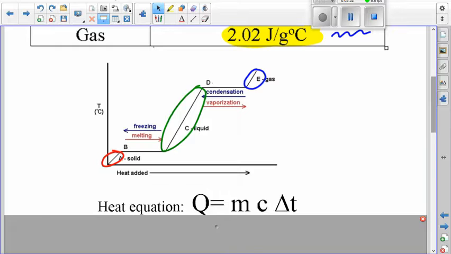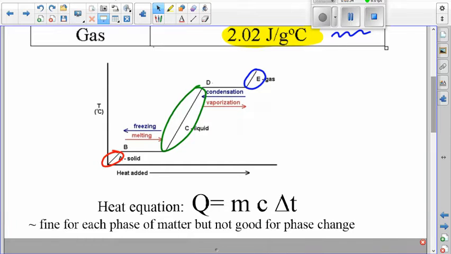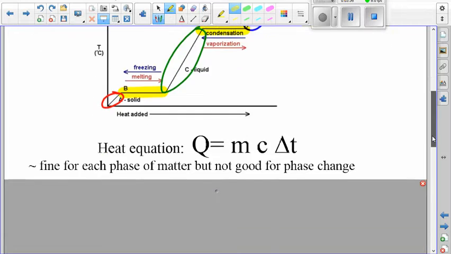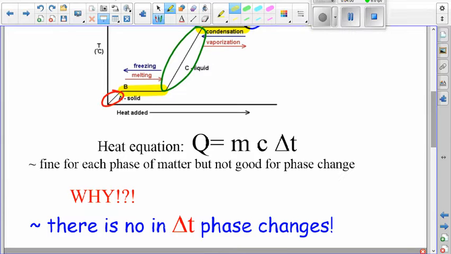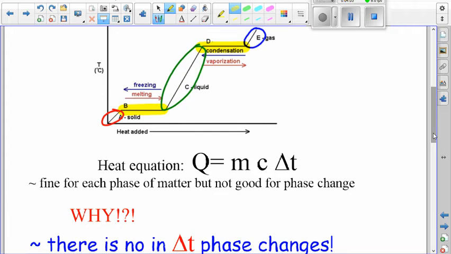Here's a question, though. Q equals MC delta T is great for each phase of matter, but it's not so good for a phase change. So remember, when we're changing phase is when the graph flattens out right there and right there. How come Q equals MC delta T doesn't work well for those 2 sections highlighted? Yeah, Jameson? The temperature doesn't change. You don't have a delta T for those sections, right? Melting ice is always exactly 0 degrees Celsius. And so there's no temperature change, and so that causes a problem. So we need to learn how to calculate the Q for these 2 flat sections highlighted in yellow.